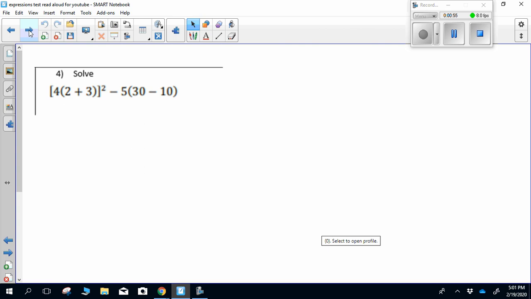Number 4, solve. 4 times the sum of 2 and 3 squared minus 5 times the difference of 30 and 10.